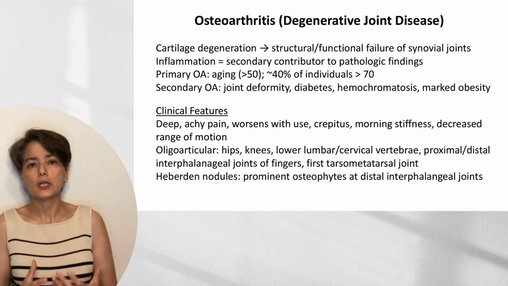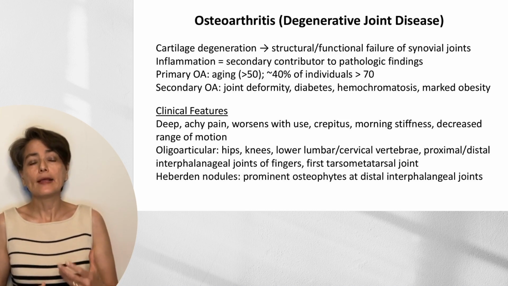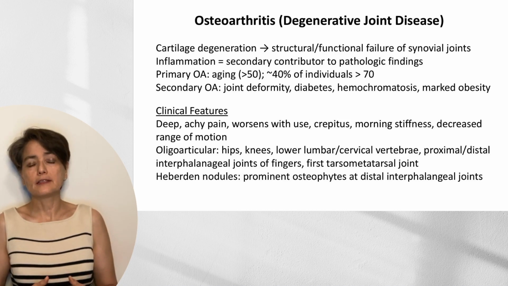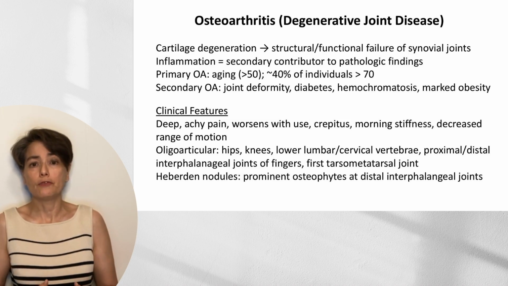Osteoarthritis is due to cartilage degeneration due to mechanical and structural issues that leads to the structural and functional failure of synovial joints. However, inflammation is a secondary contributor to these pathologic findings. Primary osteoarthritis is associated with aging, and we typically will see it in individuals over the age of 50, and about 40% of people over 70 will have some form of osteoarthritis.